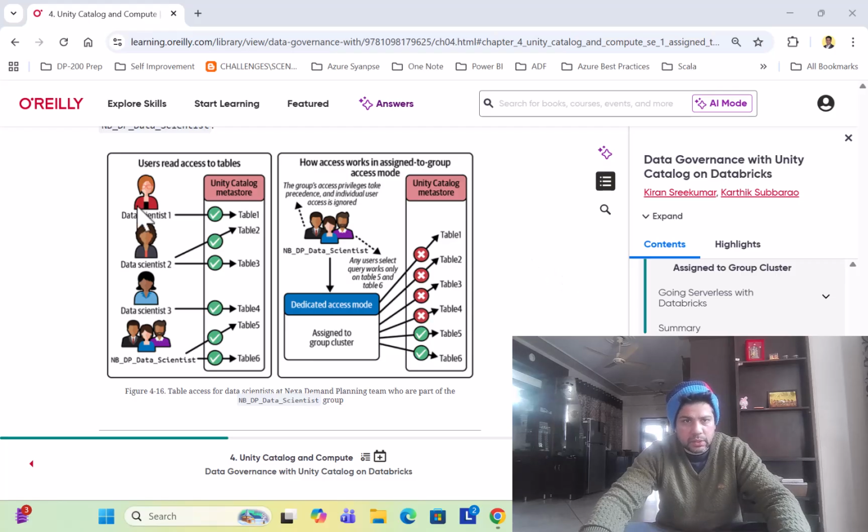For instance, you can see here data scientist 1 has access to table 1, data scientist 2 has access to tables 2 and 3, data scientist 3 has access to table 4. They have just shown these people as data scientists, but you can take an example of data engineers also. Now they have different accesses, tables one, two, three, four. But if you combine them into a group, and the group is called BDP data scientists, they have access to tables 5 and 6.